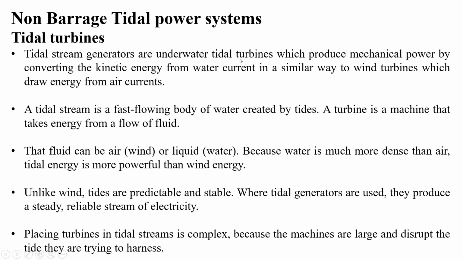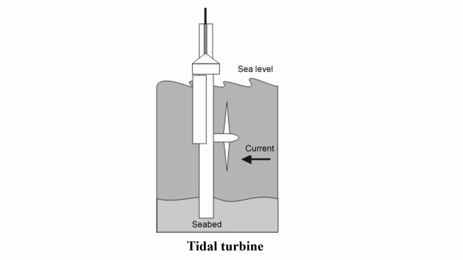Tidal stream generators are underwater tidal turbines which produce mechanical power by converting the kinetic energy from water currents, in a similar way to wind turbines which draw energy from air currents. A tidal stream is a fast-flowing body of water created by tides. A turbine is a machine that takes energy from the flow of fluid. So in simple terms, in the tidal energy system we are not going to install any huge constructions that will stop the water. We are going to directly erect a turbine. Assume, for example, a wind turbine erected at the center of the ocean.